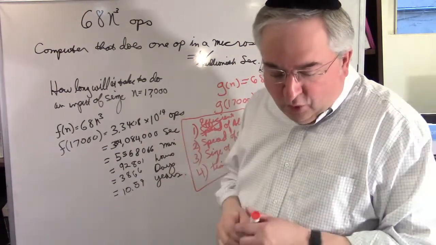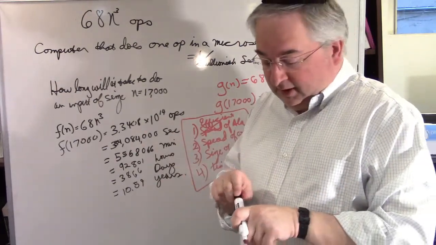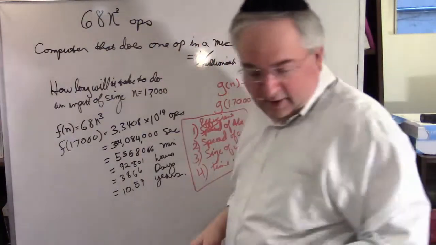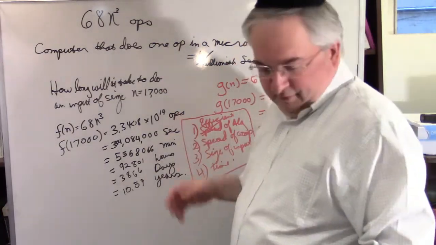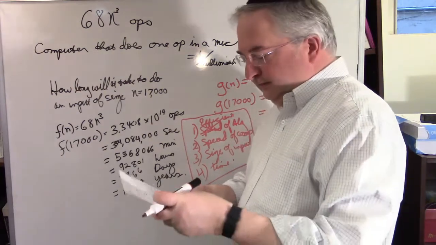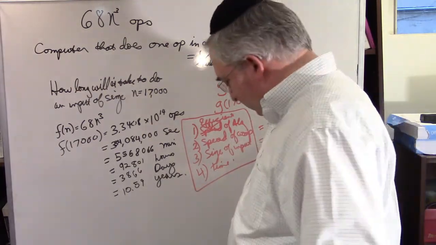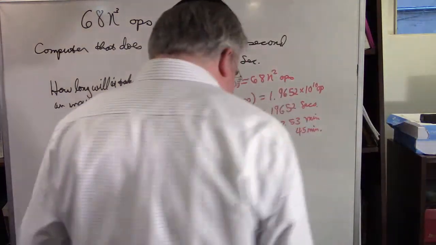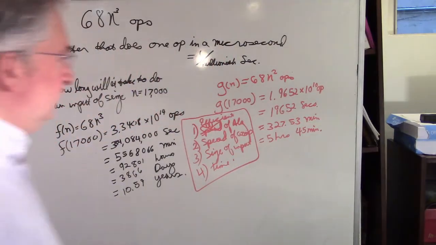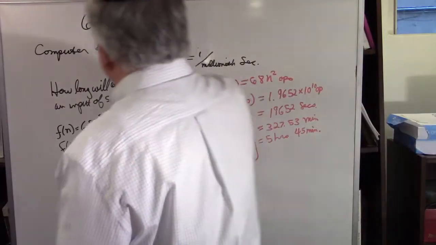Let's just do one more type of thing. But here, I'm going to give you other information. Okay. I need my eraser. There it is.